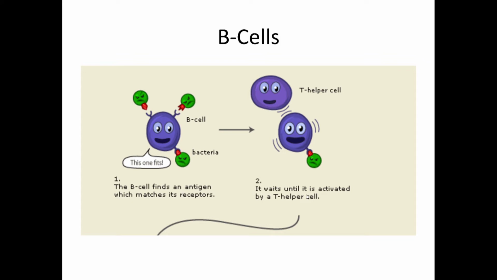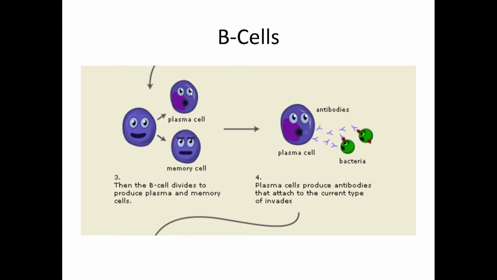So B cells are cells that sit around. They have very particular receptors, and when they find something that matches the receptors, it binds to them. But even if it's holding on to something that matches the receptor, it's not going to do anything right at first. So it's just going to sit there holding that antigen. And it's not going to do anything until it's activated by a T helper cell. So for it to do something, it has to both have an antigen and be activated by a T helper cell.